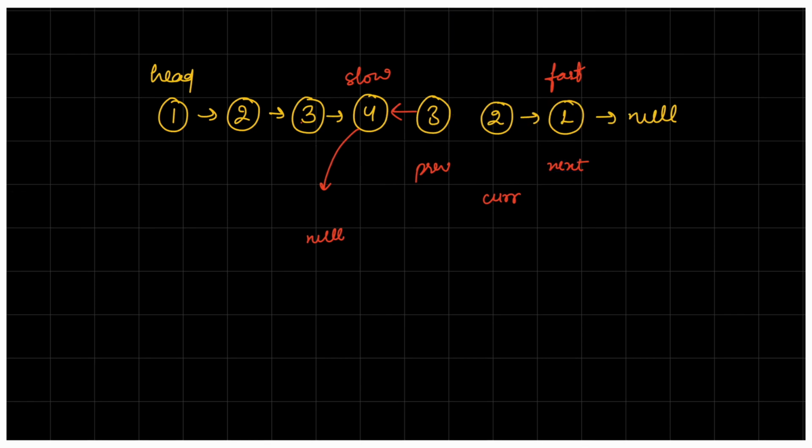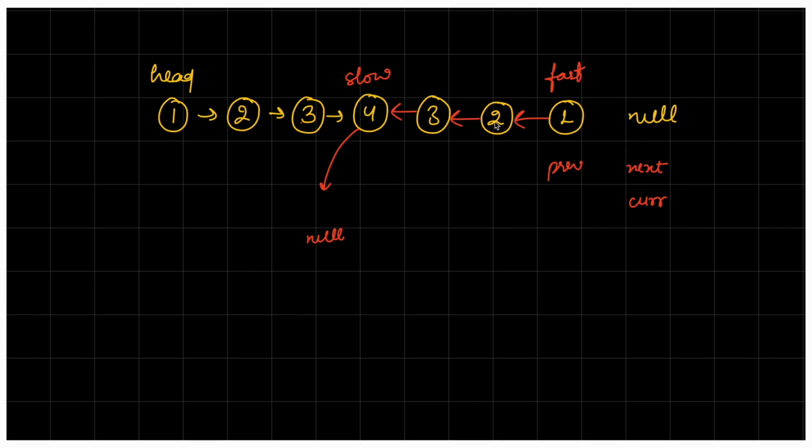Once again, next points to current.next, and current will start pointing to the previous, which means you are breaking this pointer. Then previous becomes current and current becomes next. Repeat once more. Now at this moment, your current has become null. Once current is null, you stop because your list has been reversed.